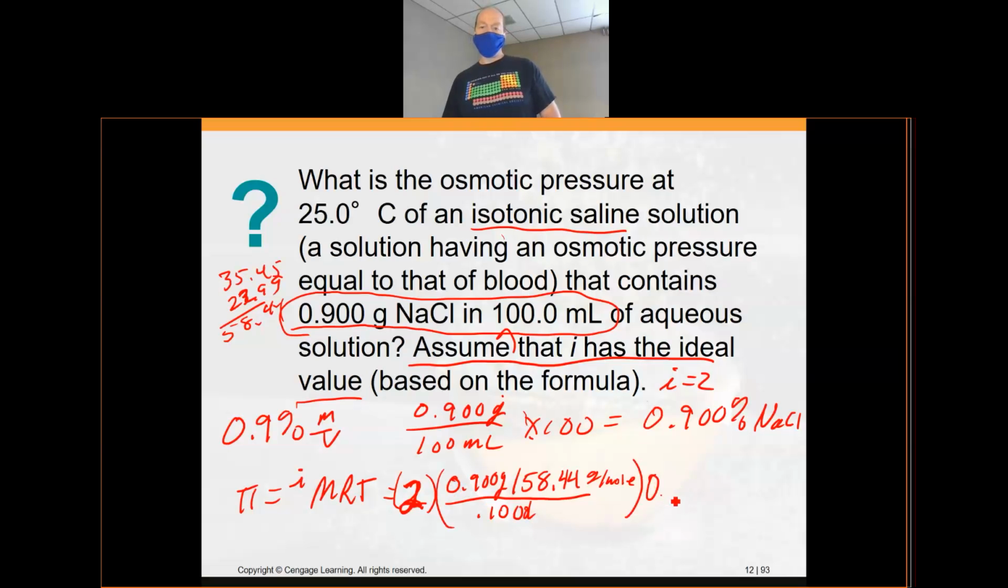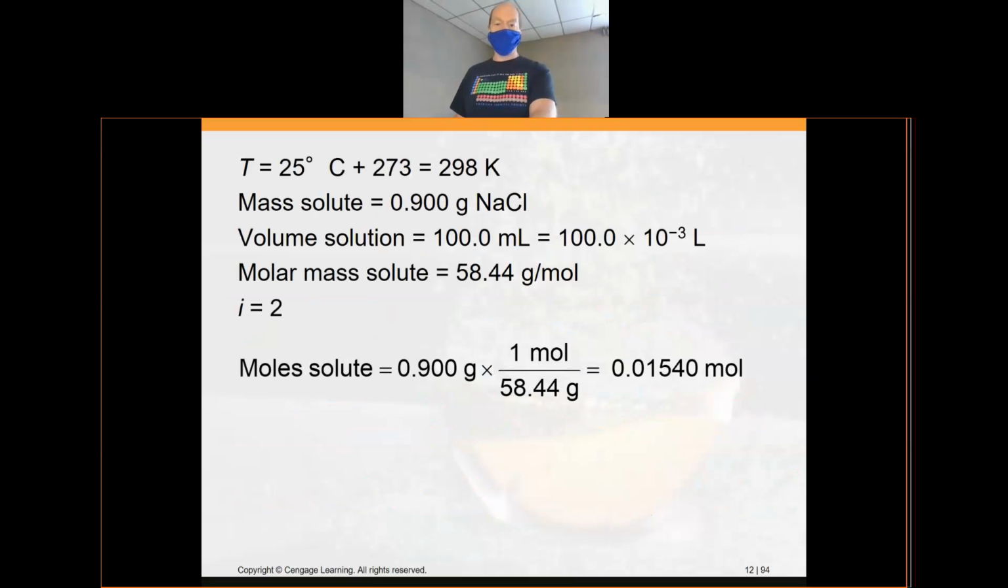And then the R, 0.08206 liter atmosphere per mole Kelvin. And then our temperature, 25 degrees Celsius to 298 Kelvin. Temperature always in Kelvin. Here it doesn't say what units, so either atmospheres or you can convert that to millimeters of mercury. Osmotic pressure is usually given in millimeters of mercury.